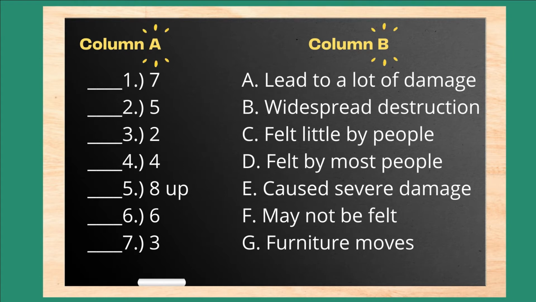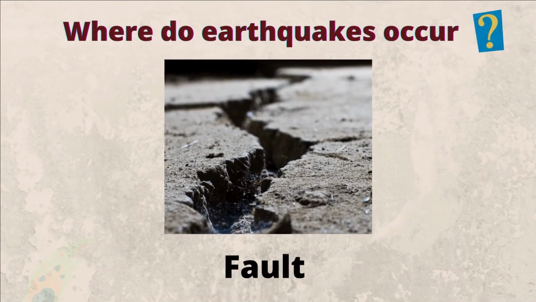Column B: A, lead to a lot of damage. B, widespread destruction. C, felt little by people. D, felt by most people. E, cause severe damage. F, may not be felt. G, furniture moves. Where do earthquakes occur?